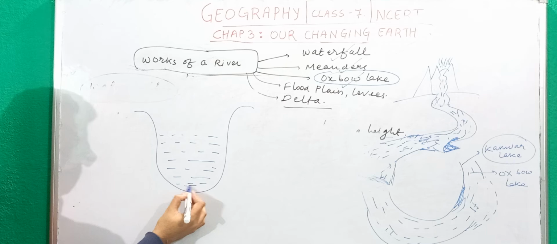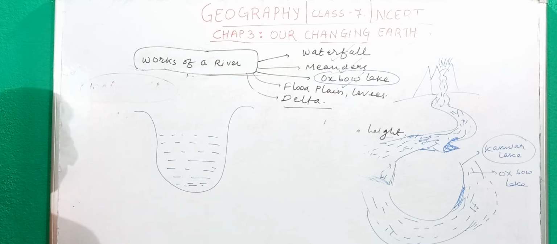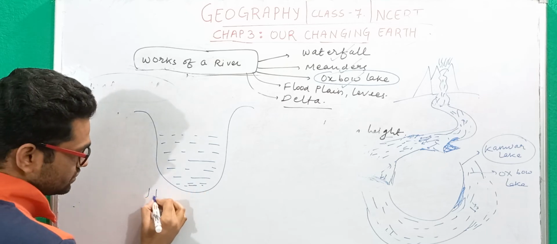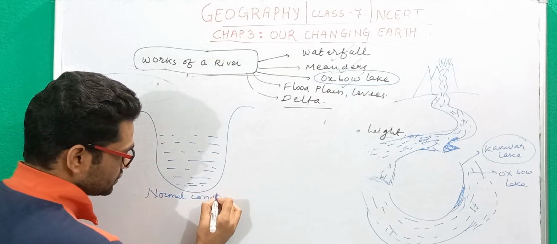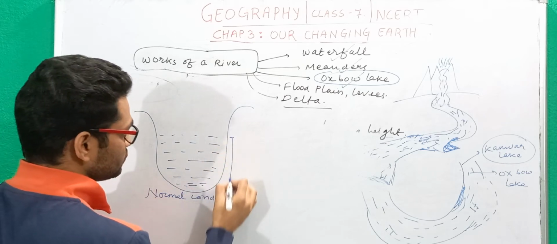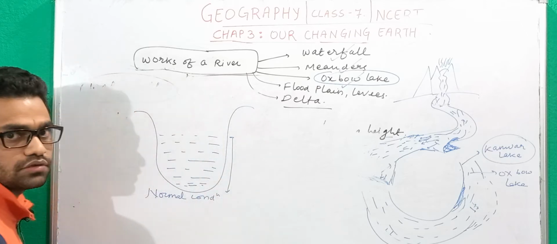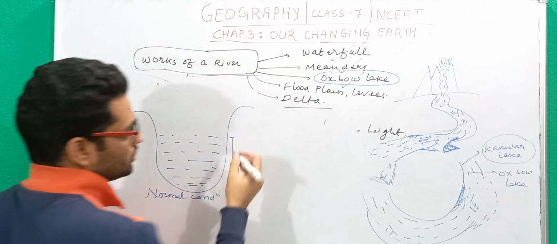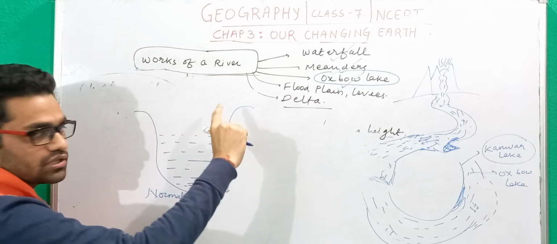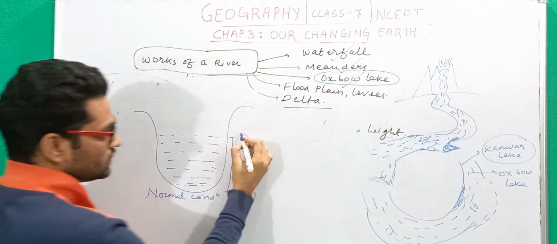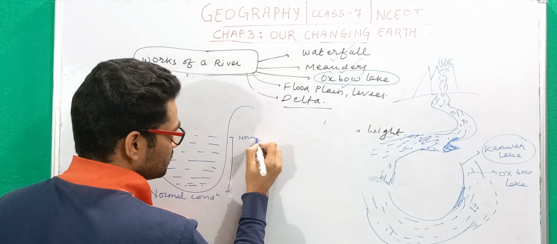Okay, now what happens, suppose this is the normal condition. This is the normal condition when the water level is normal. This is the normal water level. What happens when the flow of water exceeds its normal water level? This was the normal water level of the river.